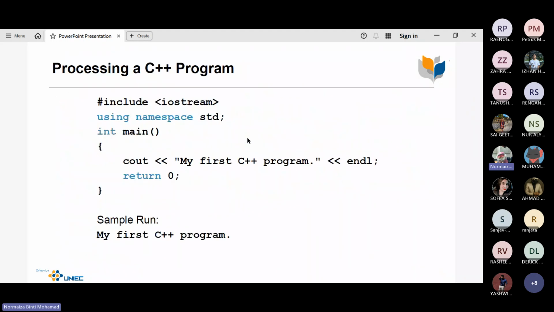So let's say this is a very simple C++ program. So you include iostream, using namespace std. So you're just going to produce an output, my first C++ program. So after you run, you get the output, my first C++ program. The usual first C++ program is always hello world. In any language, it always has hello world.